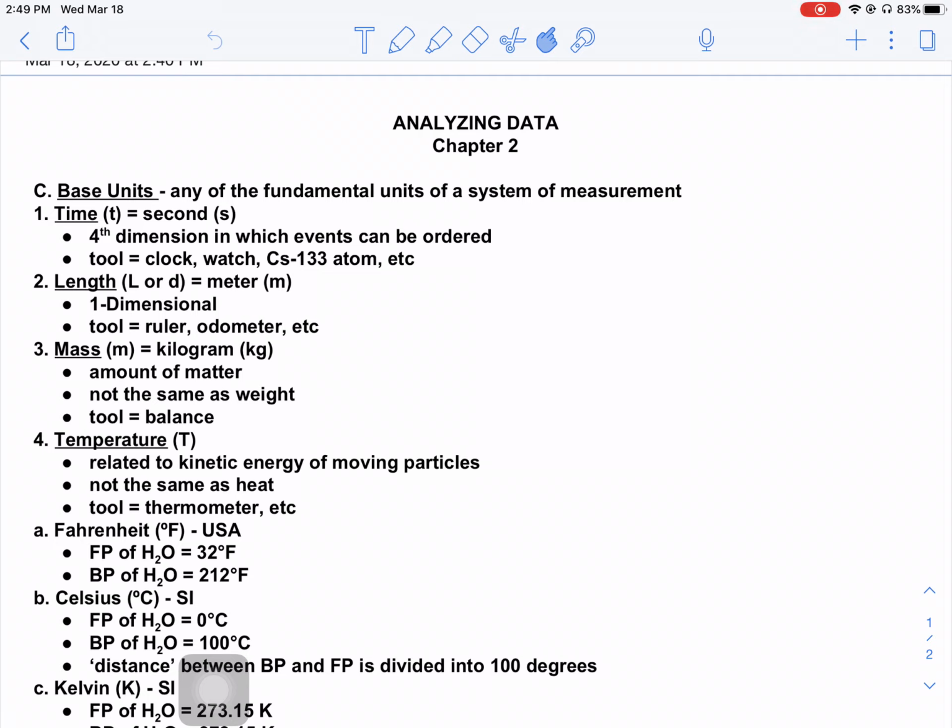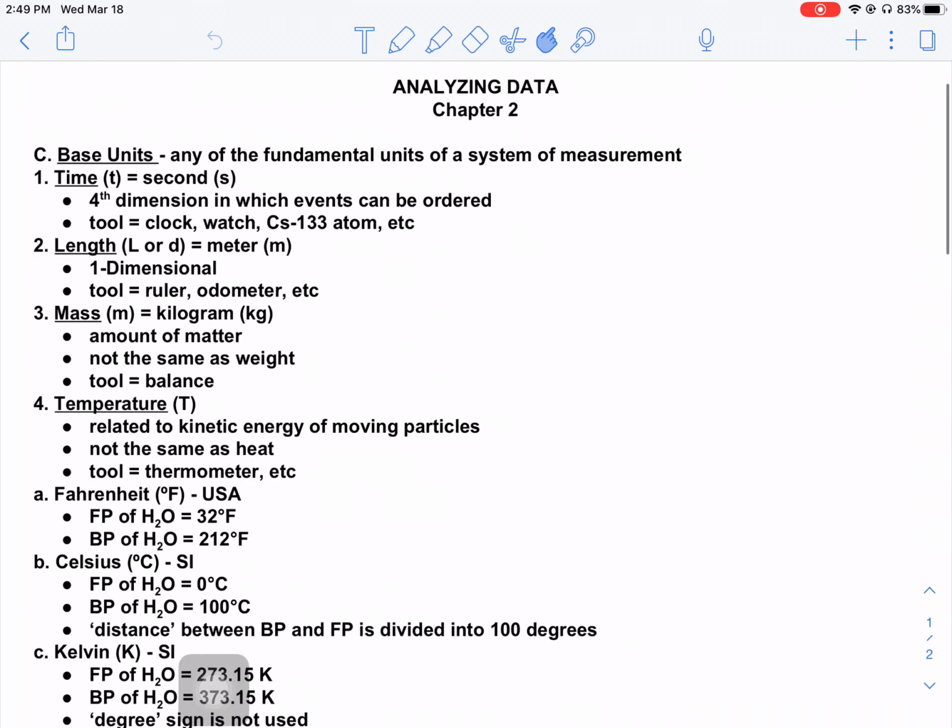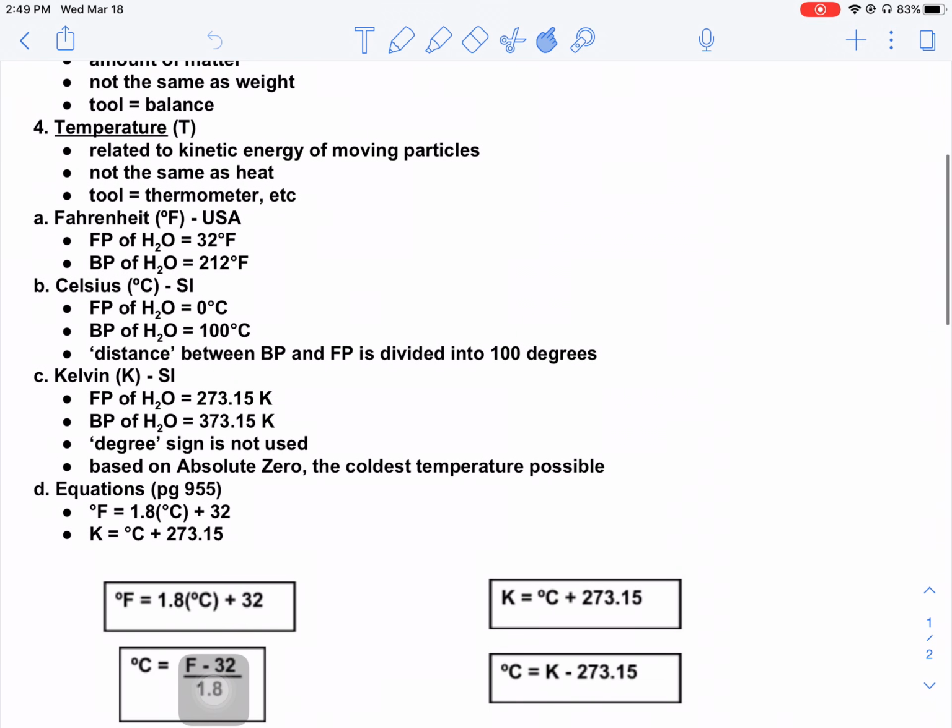All right, the next one is temperature. Now, this one's a little bit different in that it has several different units. It's the average kinetic energy of moving particles, not the same thing as heat, although it is related. If you want to measure temperature, you're probably going to use a thermometer. The American system uses the Fahrenheit scale, the freezing point of water being 32 and the boiling point being 212 on the Fahrenheit scale, which brings us to Celsius.